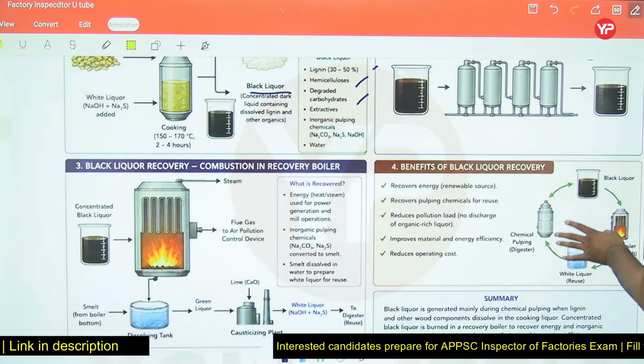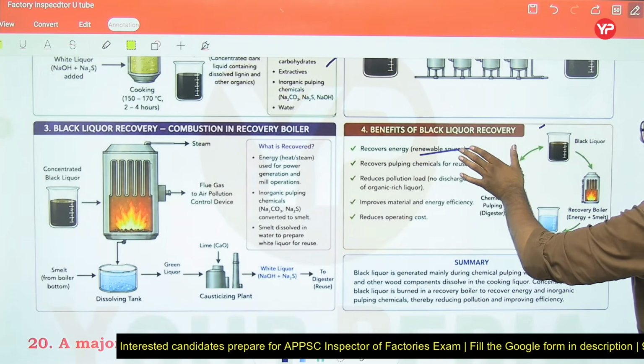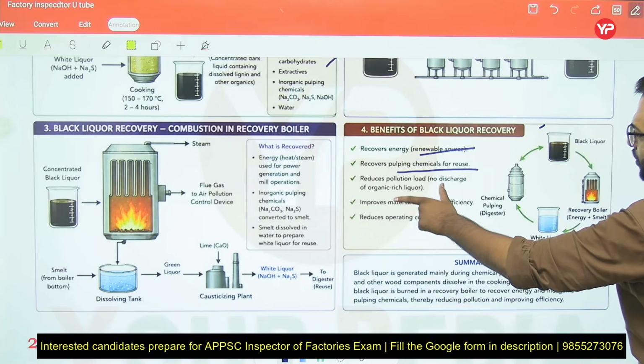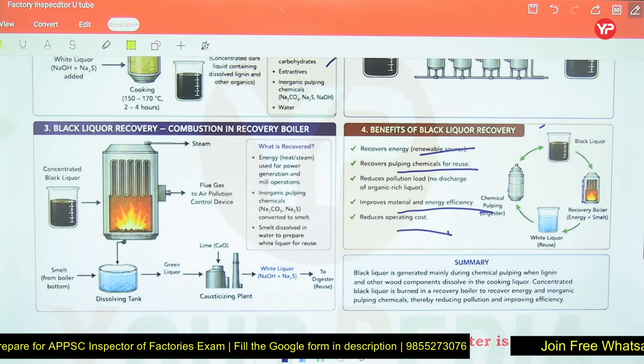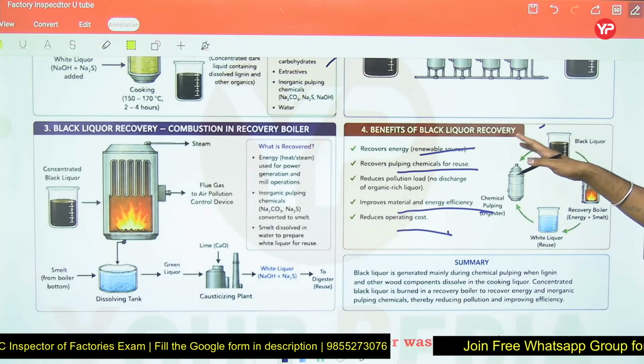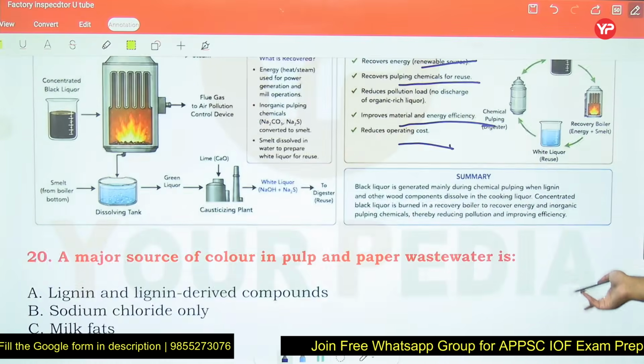Now what are the benefits of black liquor recovery? That is very important. It recovers energy, it is a renewable source. It recovers pulping chemicals for reuse. It improves material and energy efficiency, and it reduces the operating costs. So these are the benefits of black liquor recovery.